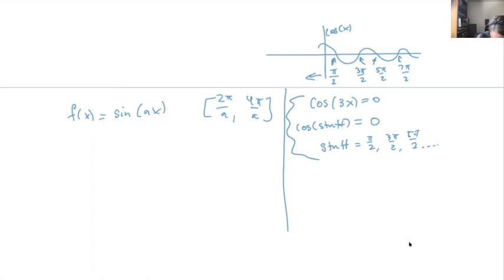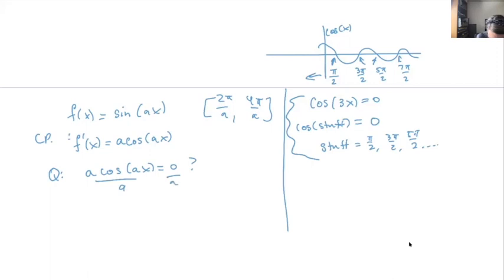Okay, so if I need to find critical points, I need to start by finding the first derivative. And so using the chain rule, derivative of sine is cosine, copy down stuff, multiply by stuff prime, which is just a, and I'm going to put that a out front. How does that feel? Okay, so now the question on the table is, when is cosine of ax equal to 0? First step, divide both sides by a.